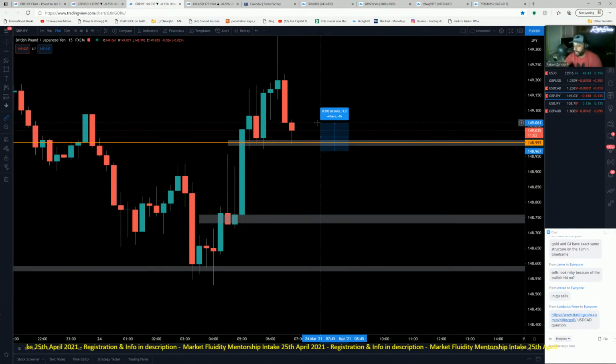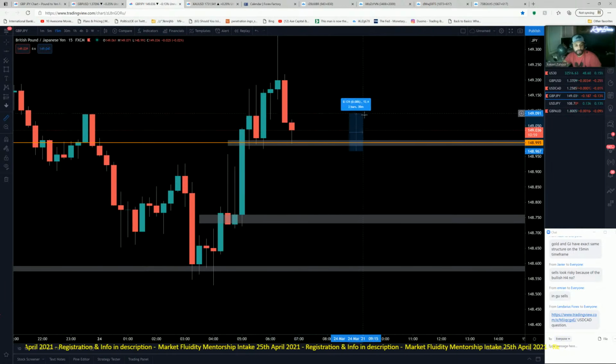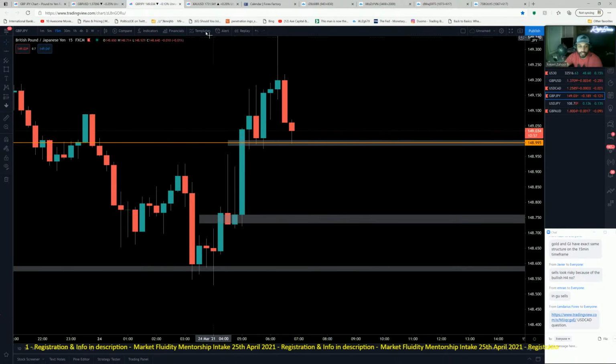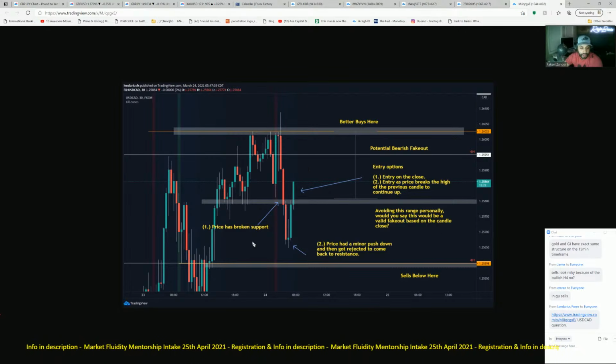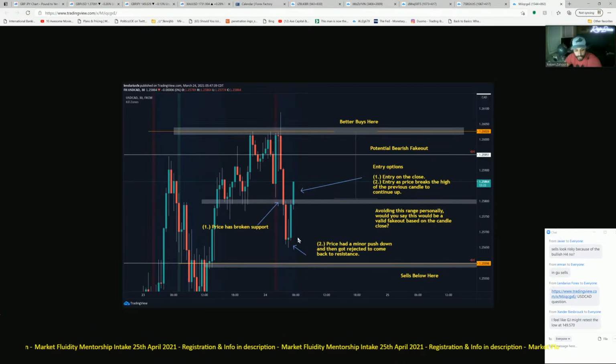So we're going to stay calm and wait for the candle to close. Sit back tight, we got 10 minutes left. Let's take a look at this USD CAD chart over here. USD CAD, price has broken support. Okay, makes sense. Price had a minor push down, then got rejected and came back in the range. Entry on the close. Entry as previous high breaks the previous candle up. Potential bearish fake out.